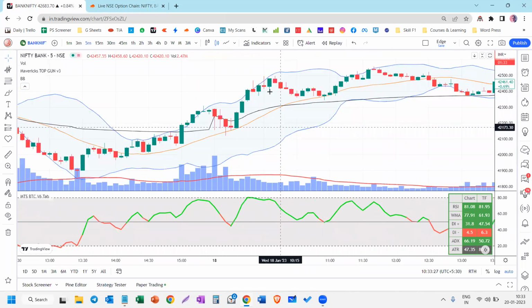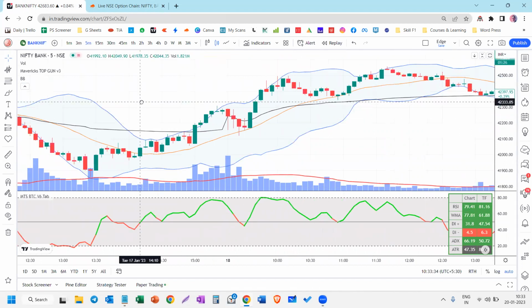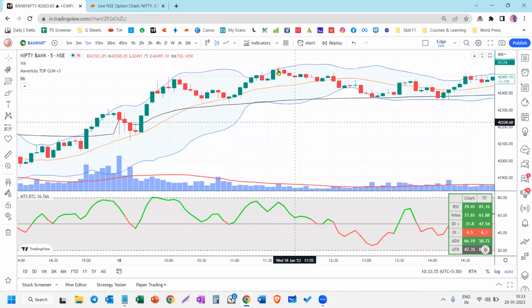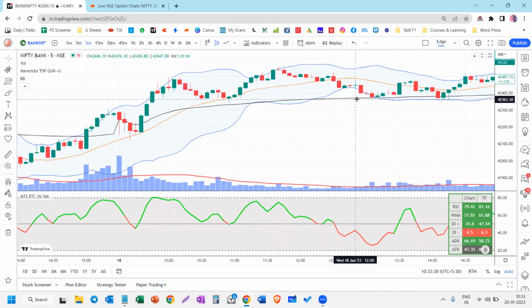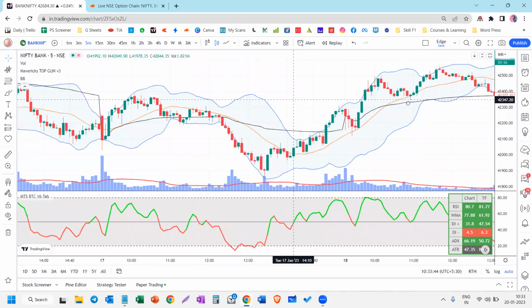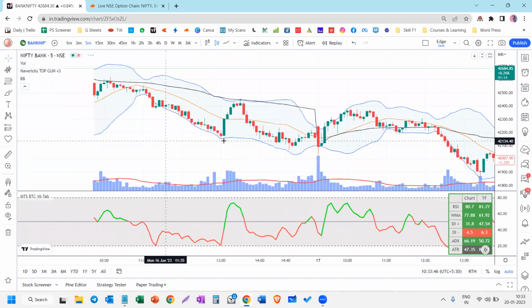See over here. It tried breaking, it came down, but it did not come below the VWAP. Over here also it broke, but it did not come below the VWAP. It took support over here and went up. So it is very important that you apply VWAP.